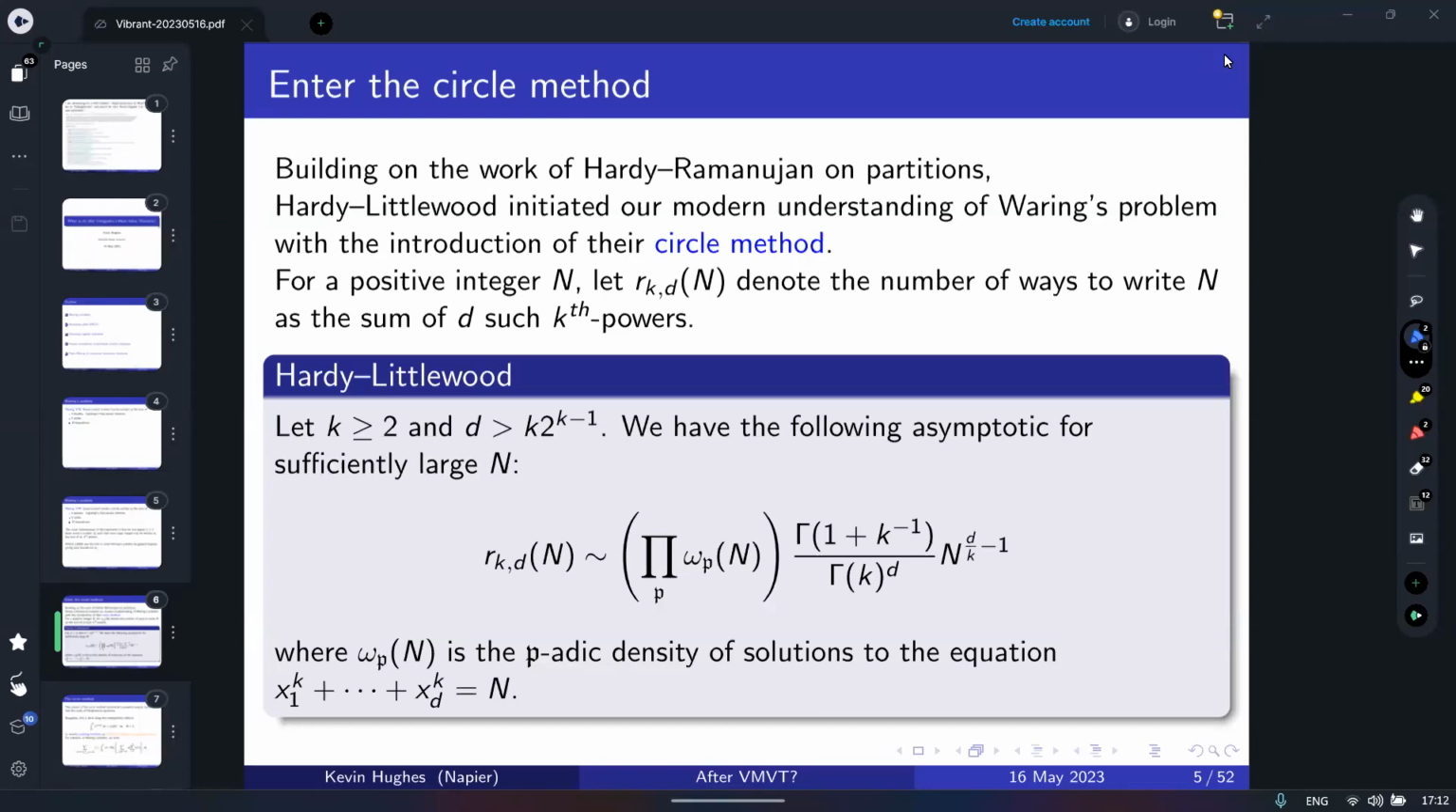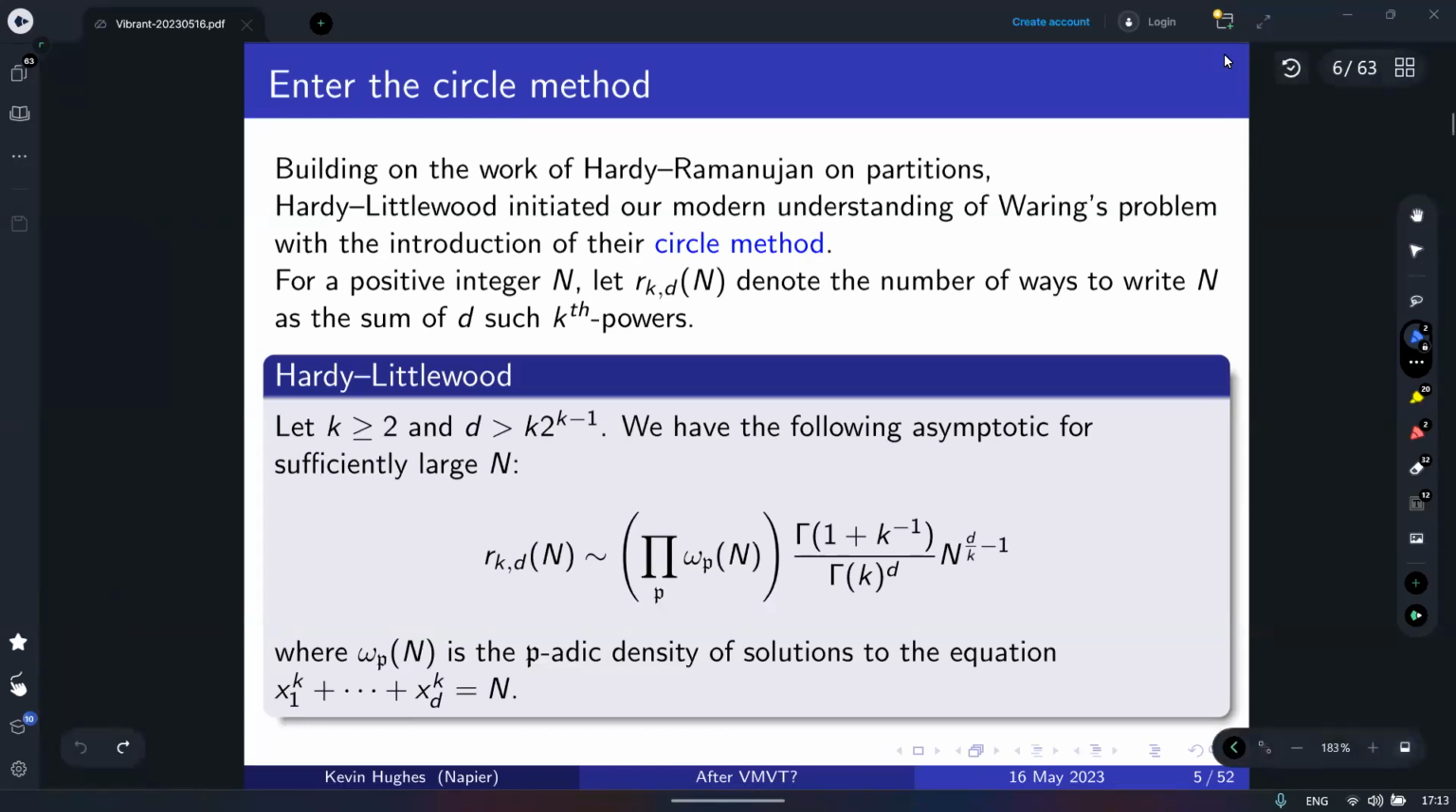And building on work of Hardy-Ramanujan in terms of partitions, Hardy and Littlewood really reinstigated our understanding of Waring's problem and the progress that's been made towards it over the past century. So what they did is they introduced their famous tool called the circle method, which I'll describe in a moment. The circle method told us that you can write every large integer as a sum of a relatively few number of variables. This is a sum of that many kth powers.